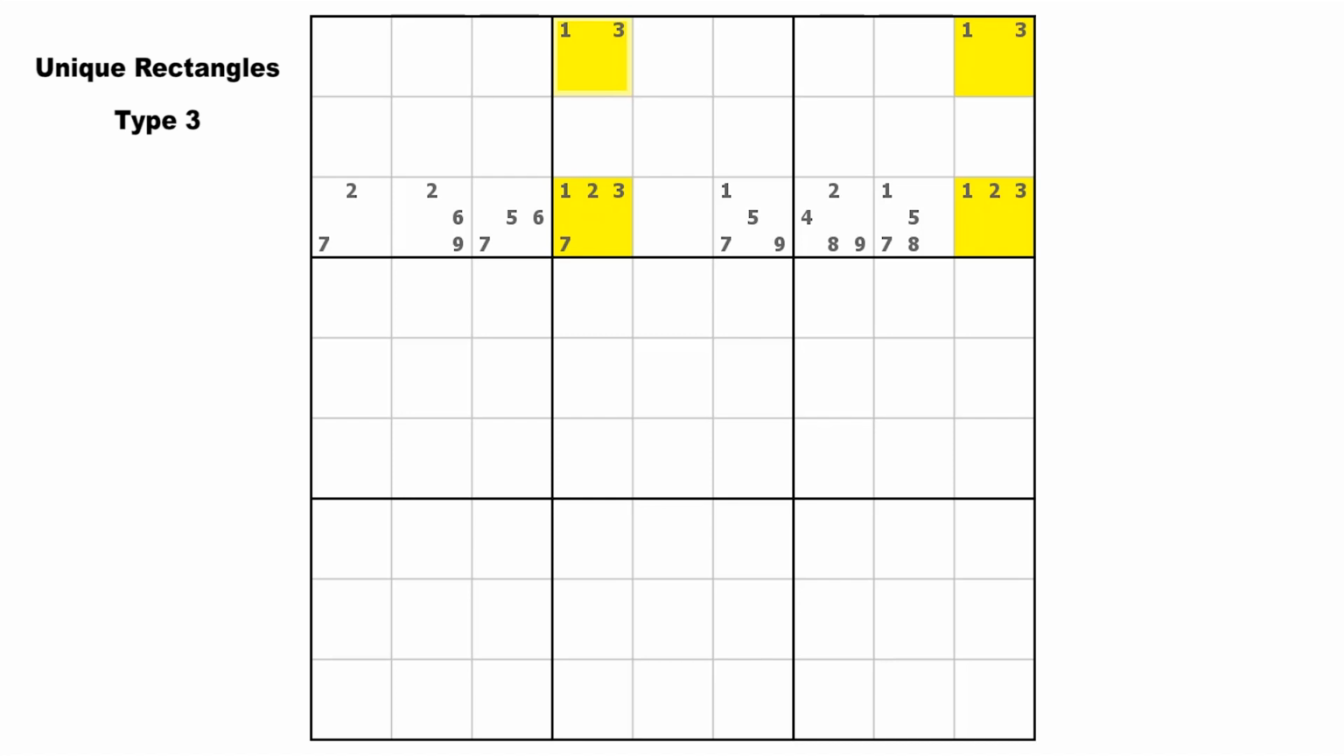A UR type 3 is a little different from all the others we have been studying. It combines the UR principles with those of a locked or a naked subset that I briefly touched upon in my terminology video and covered a little more extensively in videos number 8 and number 9 on pairs and triplets. So I hope you have watched all of those lessons, which will give you a head start here.